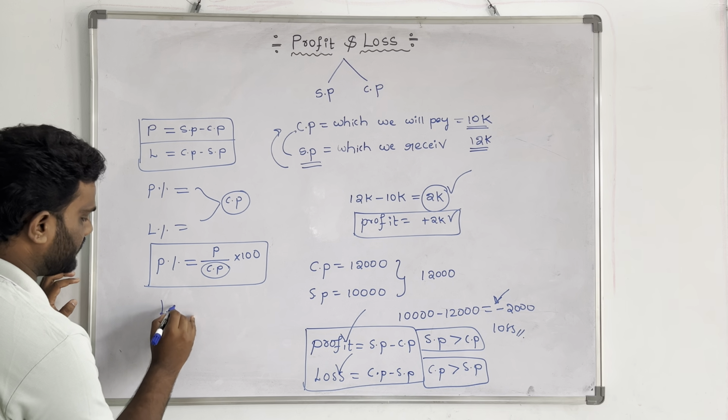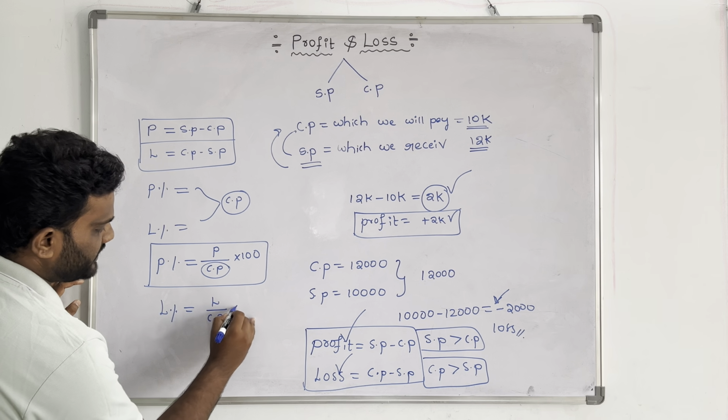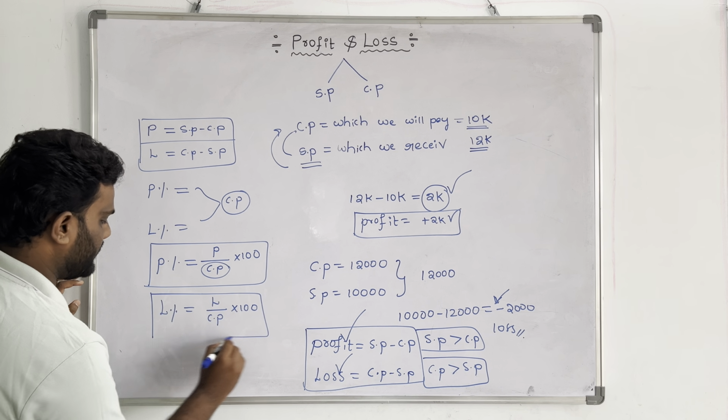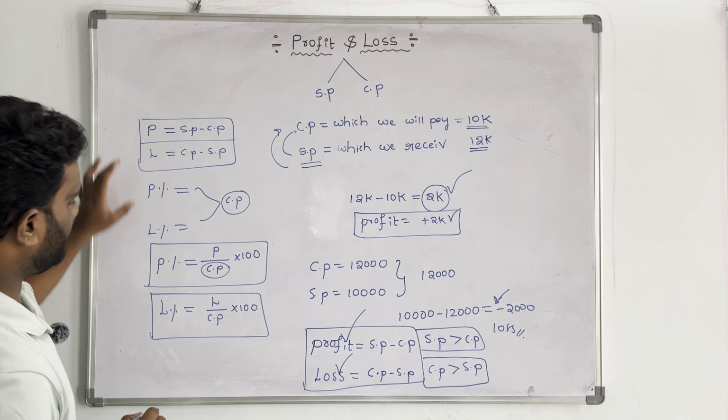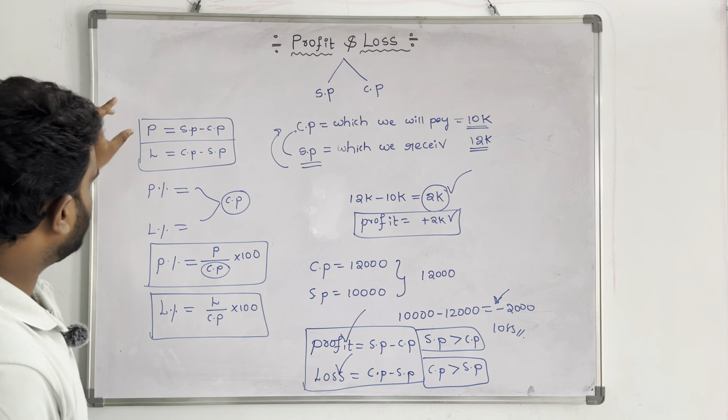Next, loss percentage is nothing but loss by cost price into 100. This is the formula for loss percentage. Note down these four formulas. It's very important, and you will get sums based on this concept.